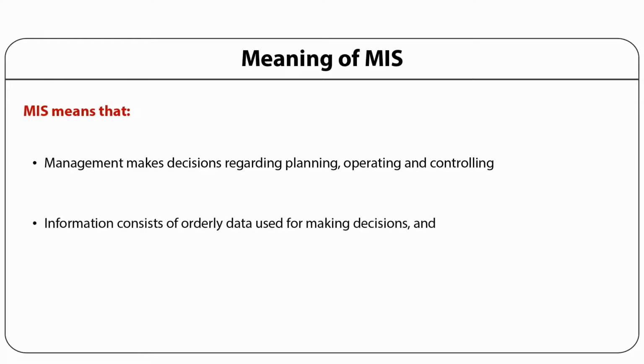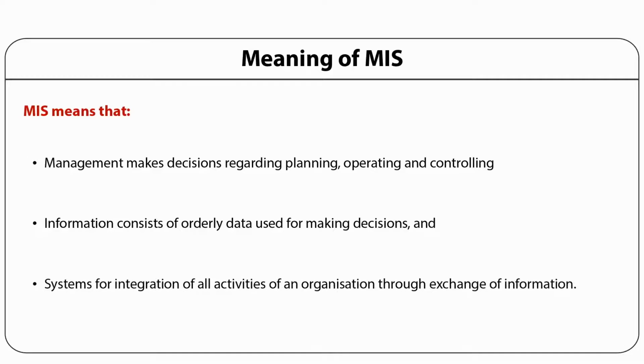Secondly, information. Information consists of orderly data used for making decisions. Information is considered a valuable component of an organization. Information is data that is processed and is presented in a form which assists decision makers and consists of orderly data for making decisions. And lastly, systems.